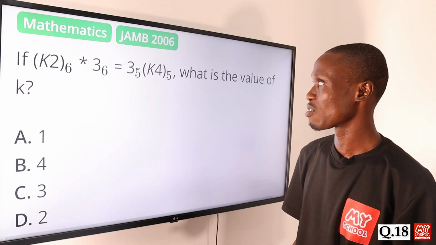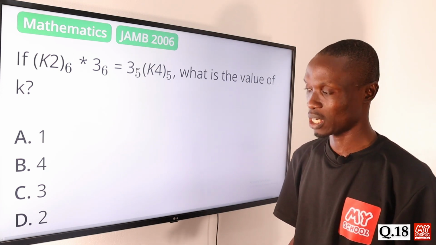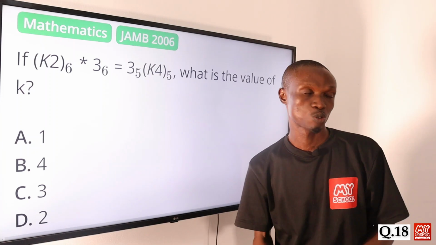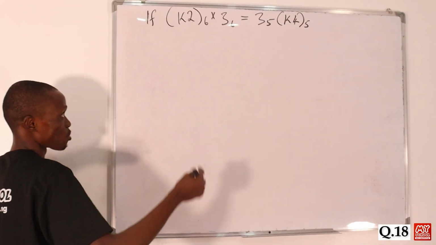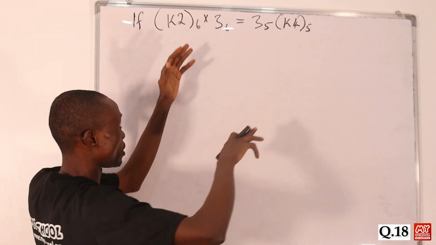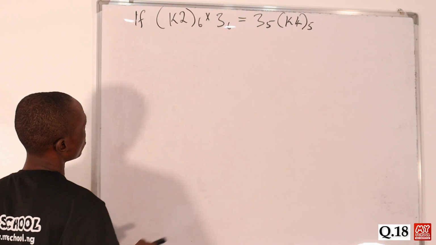times (K4) base 5, what is the value of K? So let's move over to the board to provide answer to this question. So basically, it's just for us to convert what you have on our left side and what you have on our right hand side to base 10. Okay, so let's do that.